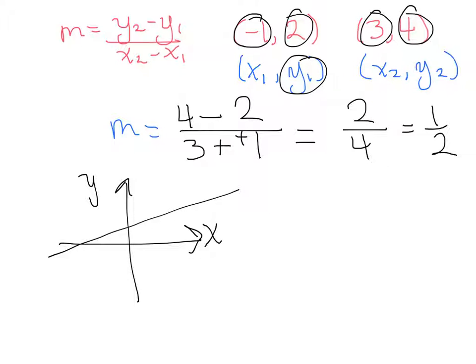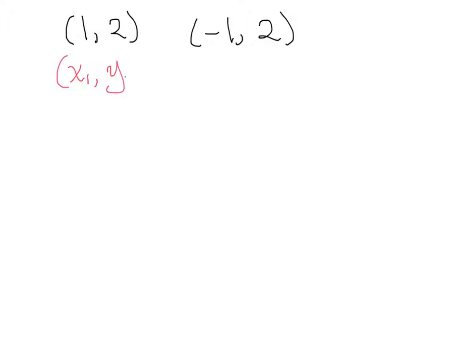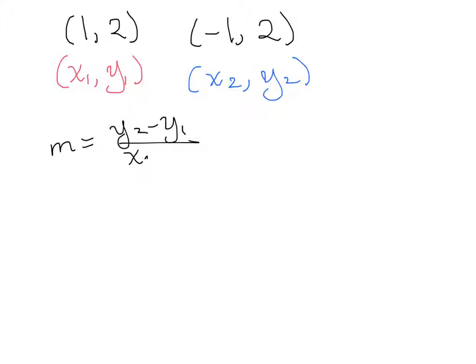One more example before we stop for today. Okay, in this example, I'm supposed to find the slope, once again, for a line that goes through the point 1, 2 and -1, 2. So once again, I want to label one of these as being x1, y1, and the other as being x2 and y2. Okay, and again, I'll use the formula that m is equal to y2 minus y1 over x2 minus x1. And this is something that you should memorize. We're going to use this a lot, so remember this, okay?